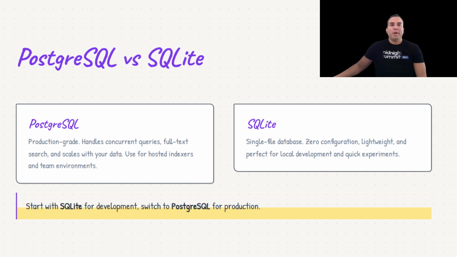SQLite is the developer's friend. Single file database, zero configuration, lightweight. Perfect for local development and quick experiments. You spin it up. It works. No setup drama. My recommendation: start with SQLite while you're learning and developing. Switch to PostgreSQL when you're ready to deploy something others will use. The indexer makes the switch easy. It's just a configuration change.